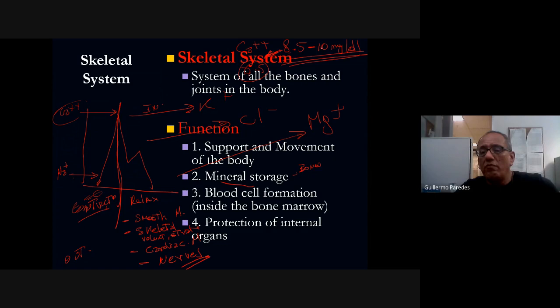And the same thing when you have too much calcium, 11 or 12 or 13 milligrams per deciliter: that excess calcium is removed from the blood and taken into the bone.